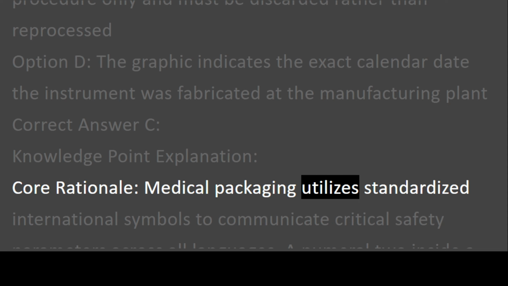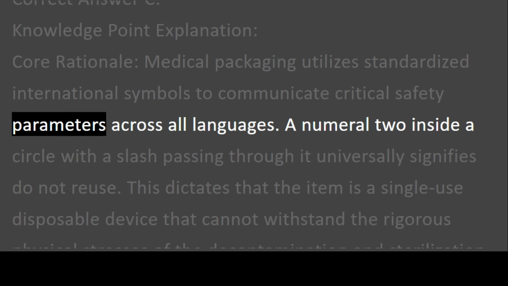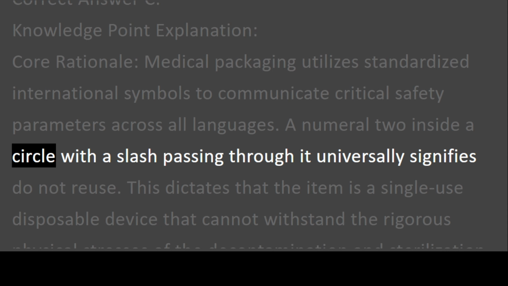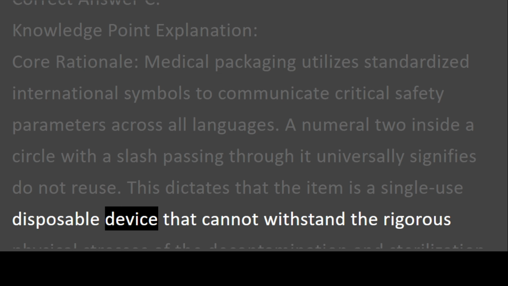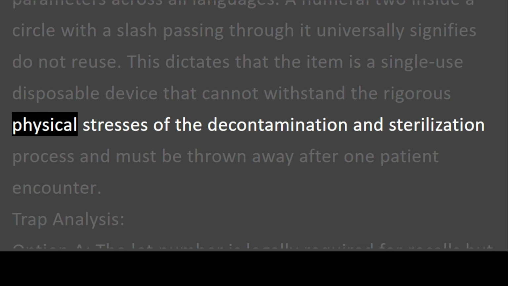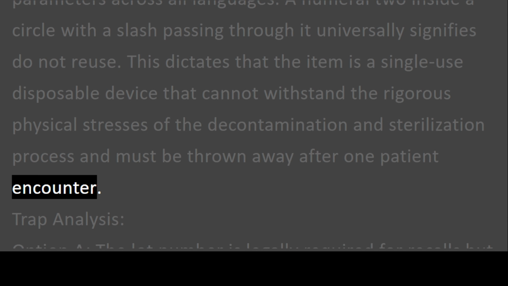Medical packaging utilizes standardized international symbols to communicate critical safety parameters across all languages. A numeral 2 inside a circle with a slash passing through it universally signifies do not reuse. This dictates that the item is a single-use disposable device that cannot withstand the rigorous physical stresses of the decontamination and sterilization process and must be thrown away after one patient encounter.